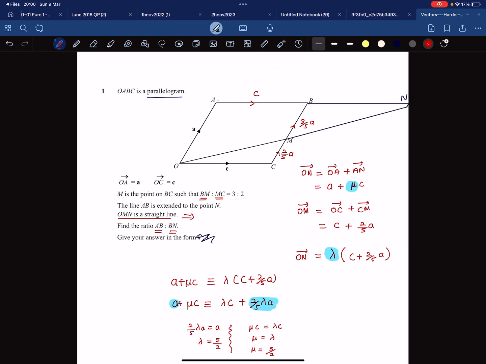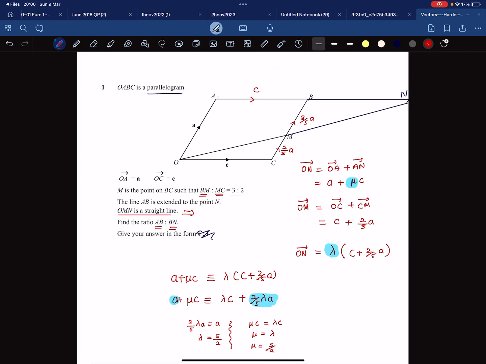Now, let's just go back and then review it. I've done everything I could now. It says here AN is mu times C. Something times this is this. And what was it? 5/2. So this is 5/2 C, which is like 2.5C. If the whole thing is 2.5C, and this is C, it means this is going to be 1.5C, no? So the ratio of AB to BN is C to 1.5C, which is 1 is to 1.5.